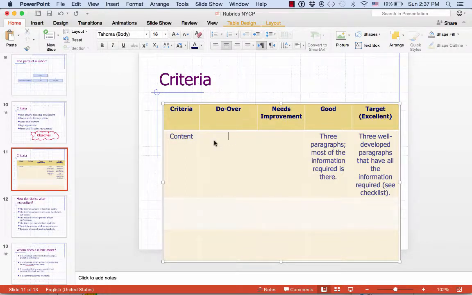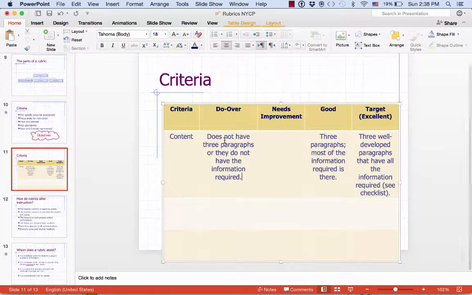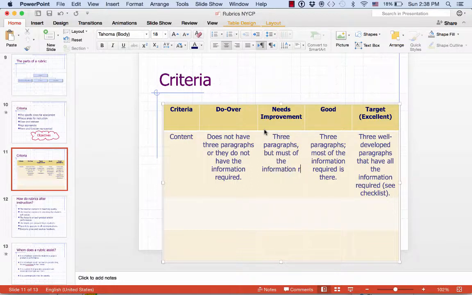Does not have 3 paragraphs, or they do not have the information required. And then, okay, 3 paragraphs, but much of the information required is missing. So you can work with the students until they can kind of get an idea.